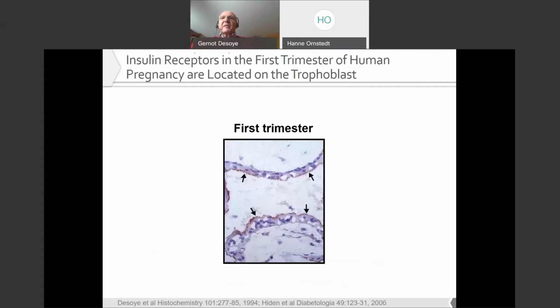The effect of insulin on the placenta can be explained by the presence of insulin receptors on the trophoblast surface, in particular on the microvillus membrane of the syncytial trophoblast. As you can see here, this is immunohistochemistry staining for insulin receptors. This is the microvillus membrane. This would be intervillus space where maternal blood is circulating with the insulin, and insulin will then be able to interact with the insulin receptors present on this microvillus membrane of the syncytial trophoblast in the first trimester.